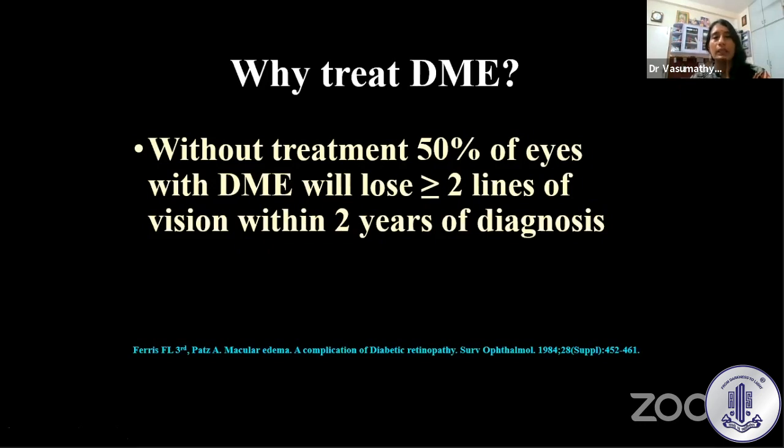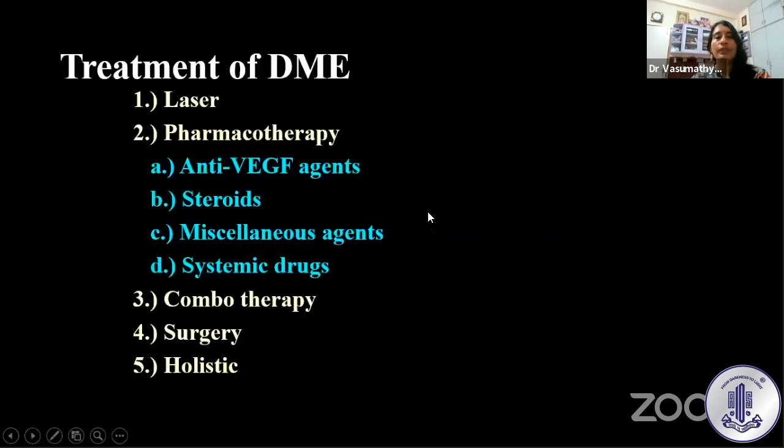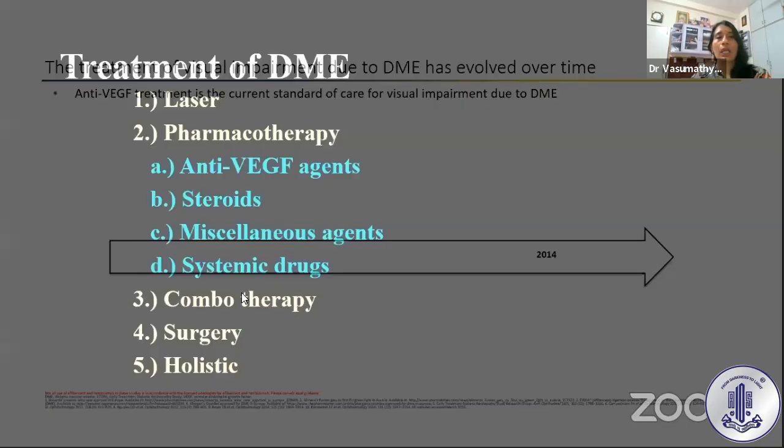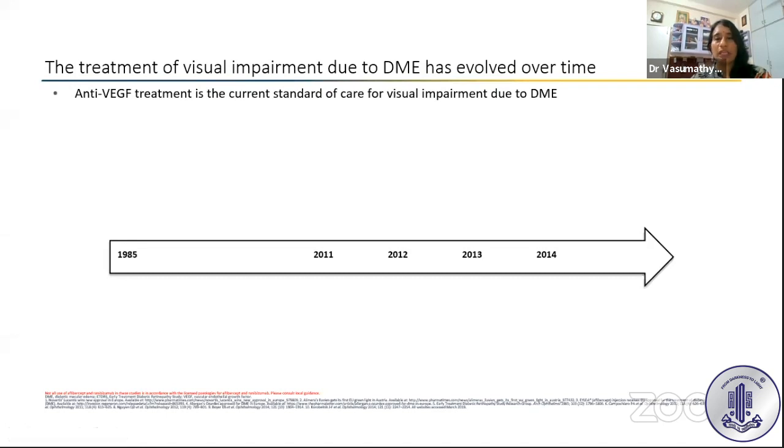And coming to the treatment of diabetic macular edema, so why do we treat diabetic macular edema? Because without treatment, 50% of eyes will lose greater than or equal to 2 lines of vision within 2 years of diagnosis. And we have several tools in our armamentarium: the gold standard laser, as well as pharmacotherapy, anti-VEGF agents, steroids, combination therapy, surgery, and of course, a holistic approach.